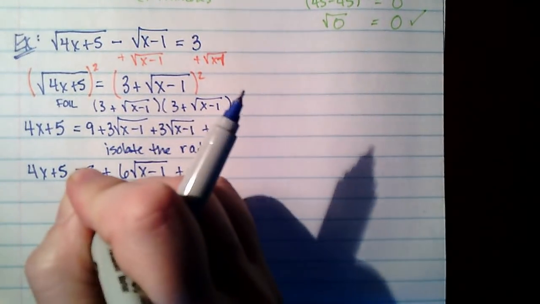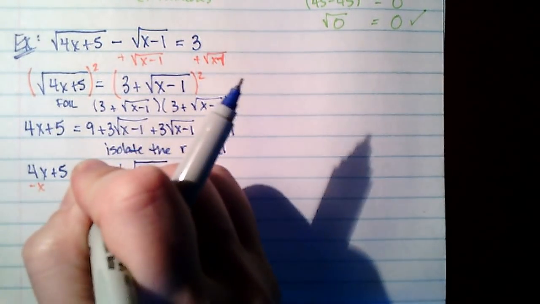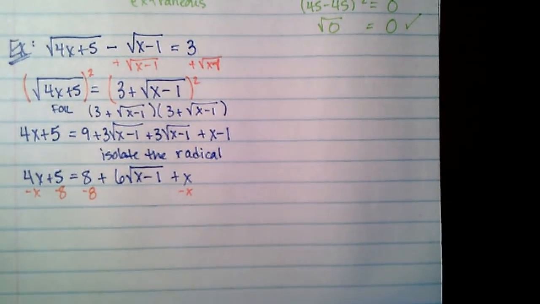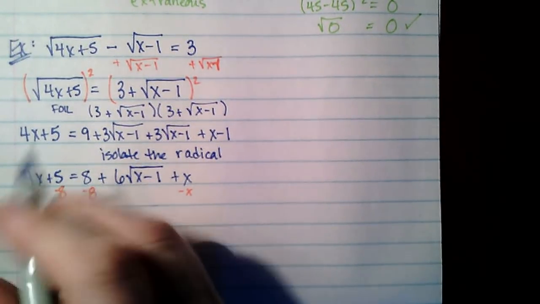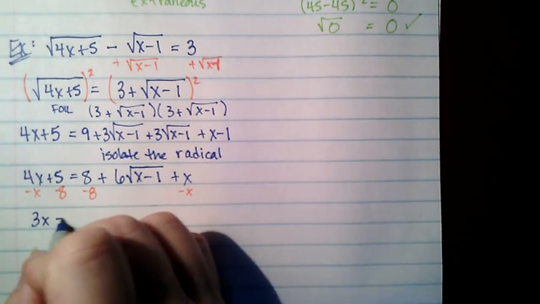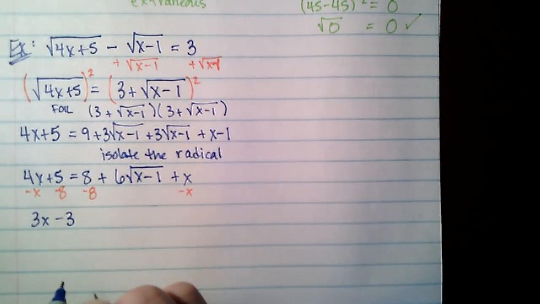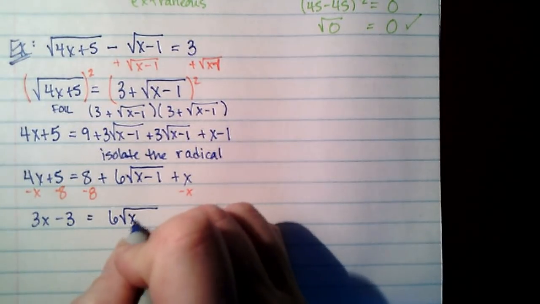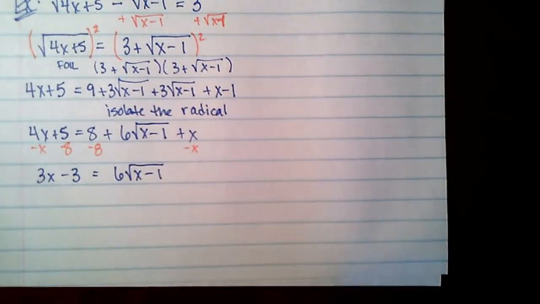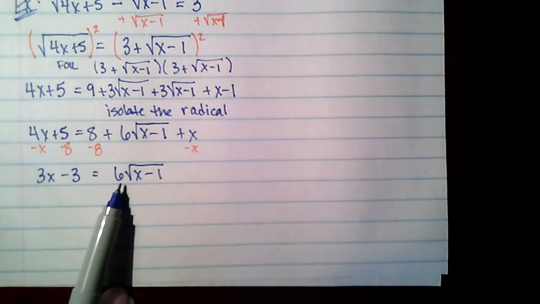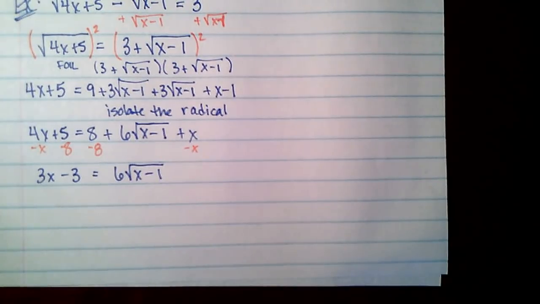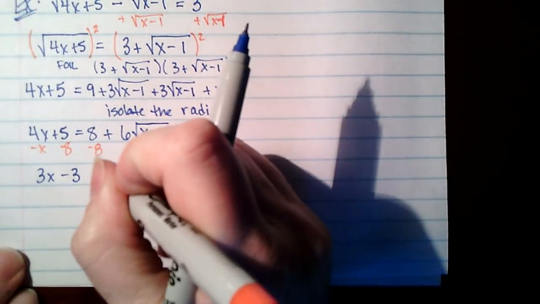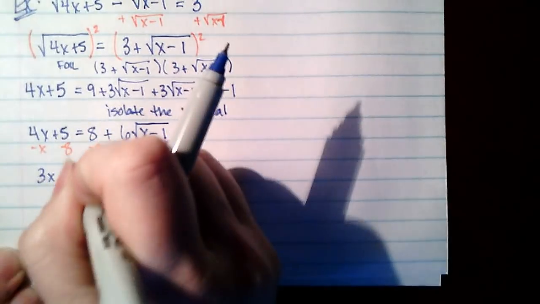I'm still working to isolate that radical. So I'll subtract x from both sides and subtract 8 from both sides. So now I have 3x minus 3 equals 6 square roots of x minus 1. Now here's another case where if I divide by that 6, I'm going to end up with fractions. So I will just square both sides as it is.